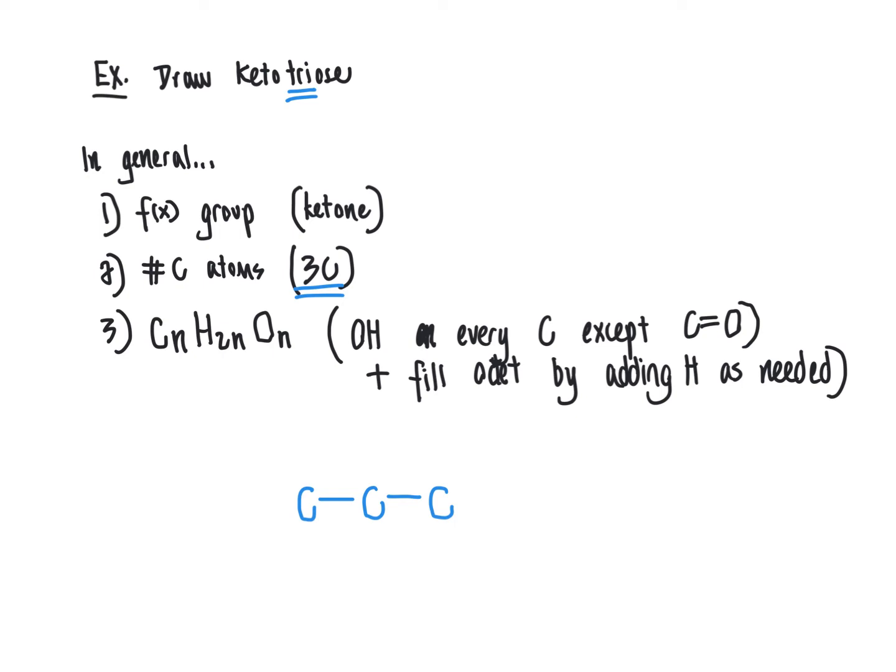So I drew my 3 carbons in a chain here. The functional group is a ketone, which means that we have to have a carbonyl that is directly bonded to 2 carbon atoms. That is what a ketone is by definition. And so in the case of a keto-triose, we only have one possible position where the carbonyl group could go, and that's right here at the middle. If we put it at one of the ends, the molecule would not be a ketone. So I'm going to put the carbonyl group right here. That allows this to be a ketone.